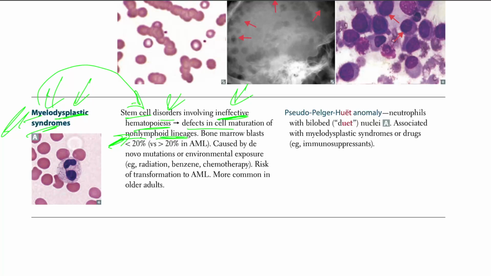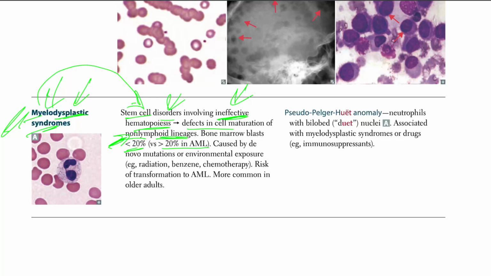Bone marrow blasts are less than 20%, versus greater than 20% in AML. It is caused by de novo mutation or environmental exposure, for example radiation, benzene, or chemotherapy.